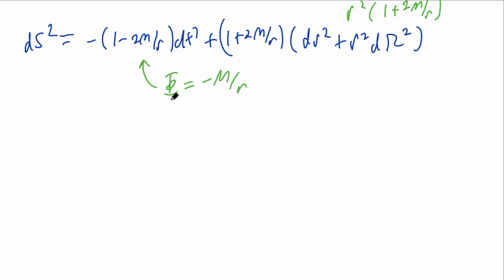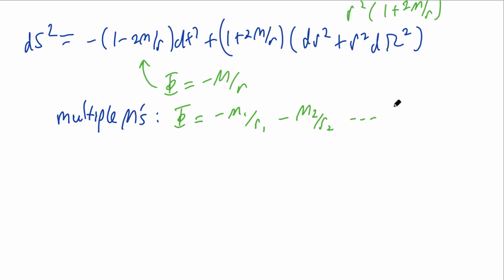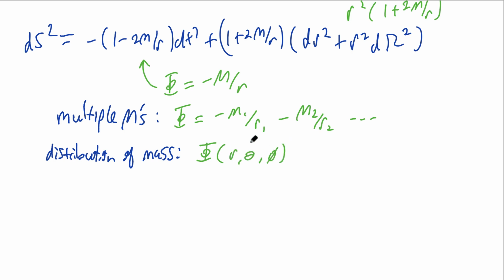Now, just like in Newtonian gravity, if we wanted to write down the metric for 2 or more masses, so multiple masses, we would just add the potentials, minus m1 over, say, r1, minus m2 over r2, and so forth. And if we have a distribution of mass, we'll just have a general potential, which is a function of the spatial coordinates determined by that mass distribution.